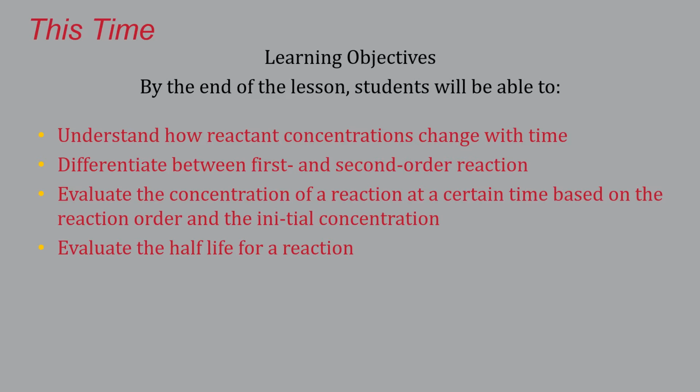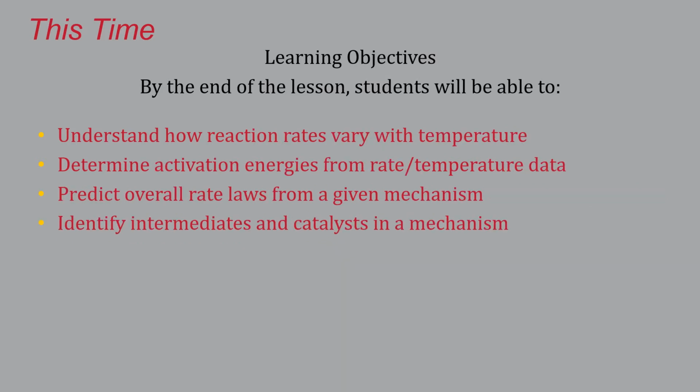You're going to be able to evaluate the concentration of a certain reaction component at a certain time based on order and initial concentrations. And you're going to be able to calculate and evaluate something called a half-life. And we're going to talk about how reaction rates vary with temperature, and predict the overall rate laws from a mechanism. Before that, you will learn what a mechanism is, and talk about intermediates and catalysts.